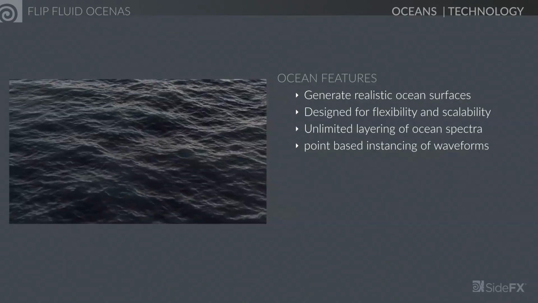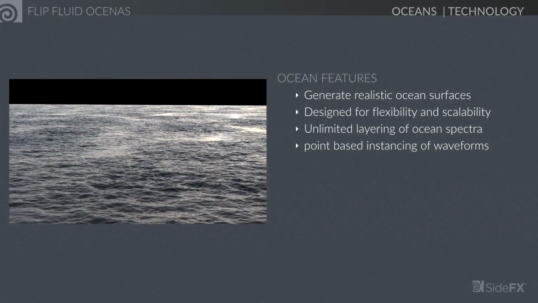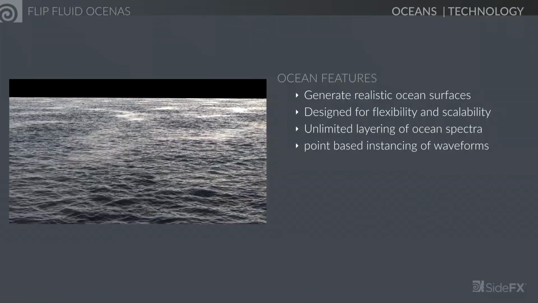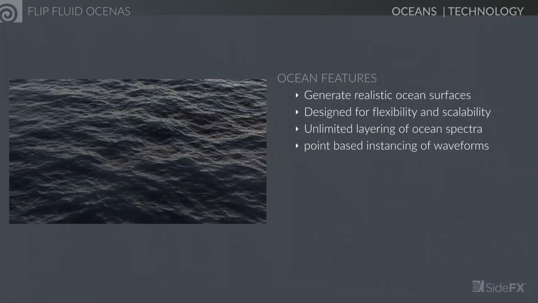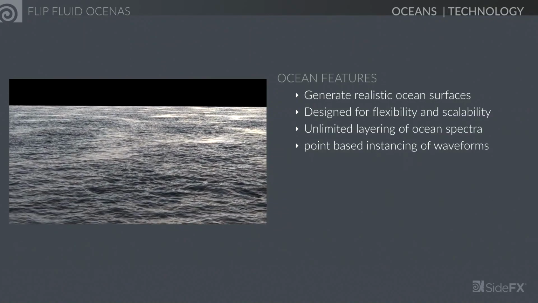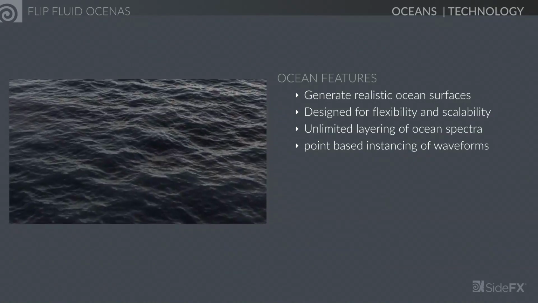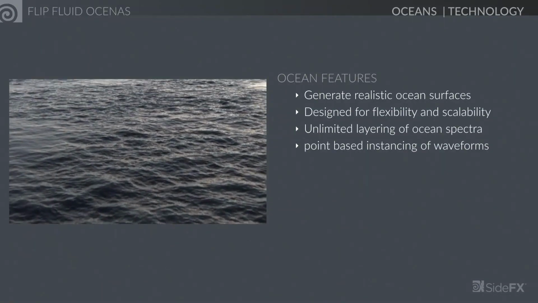So for instance, if you've got a lake that's cut out of some islands, you can take that polygon or that mesh that defines the lake, and then you can scatter points on it, and then you can generate your FFTs and do your oceans on top of it. So what we have here is a set of tools to generate realistic oceans, and it's designed for flexibility and scalability.